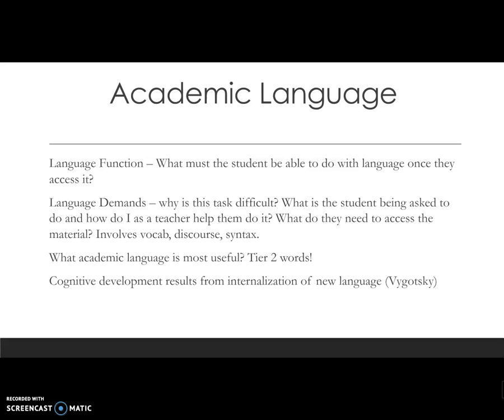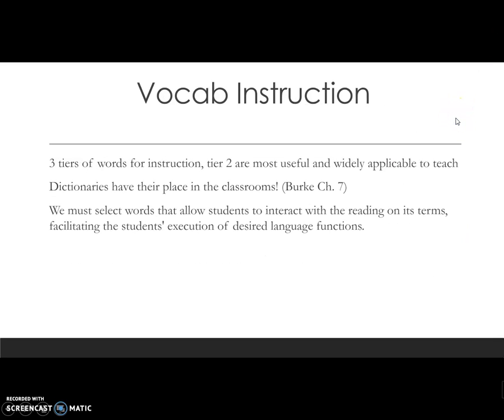And then cognitive development results from internalization of new language. So the way they're going to learn, to access and improve and push their zones of proximal development, is to internalize that new language, to give them the cognitive ability to access new ideas and talk about them intelligently. Moving along to vocab instruction, where I just mentioned three tiers of words. I just went over that.